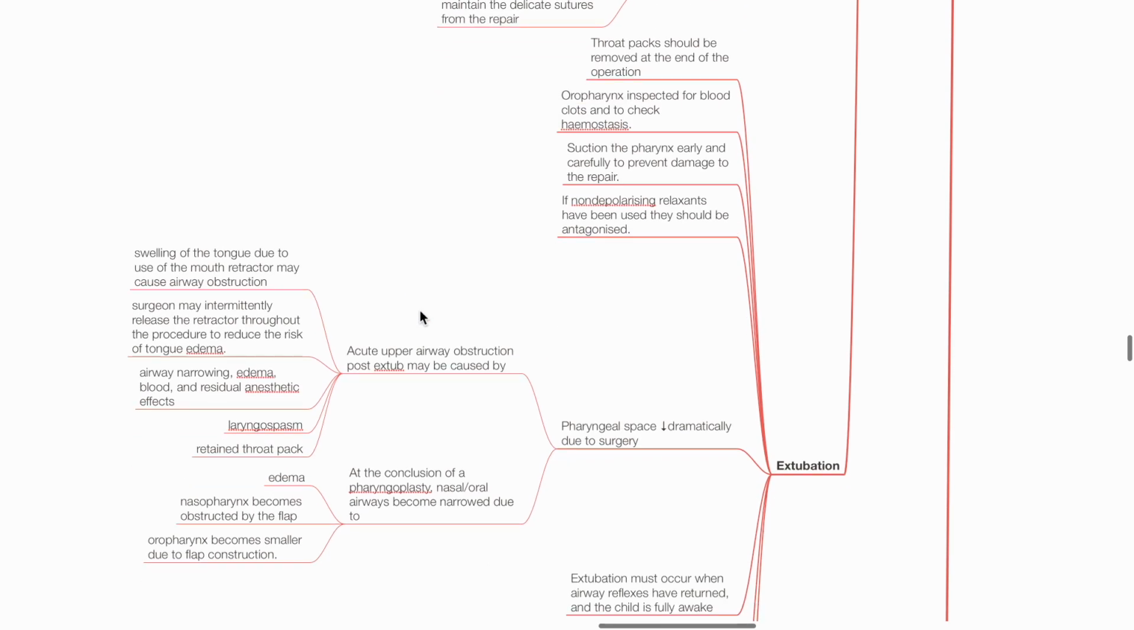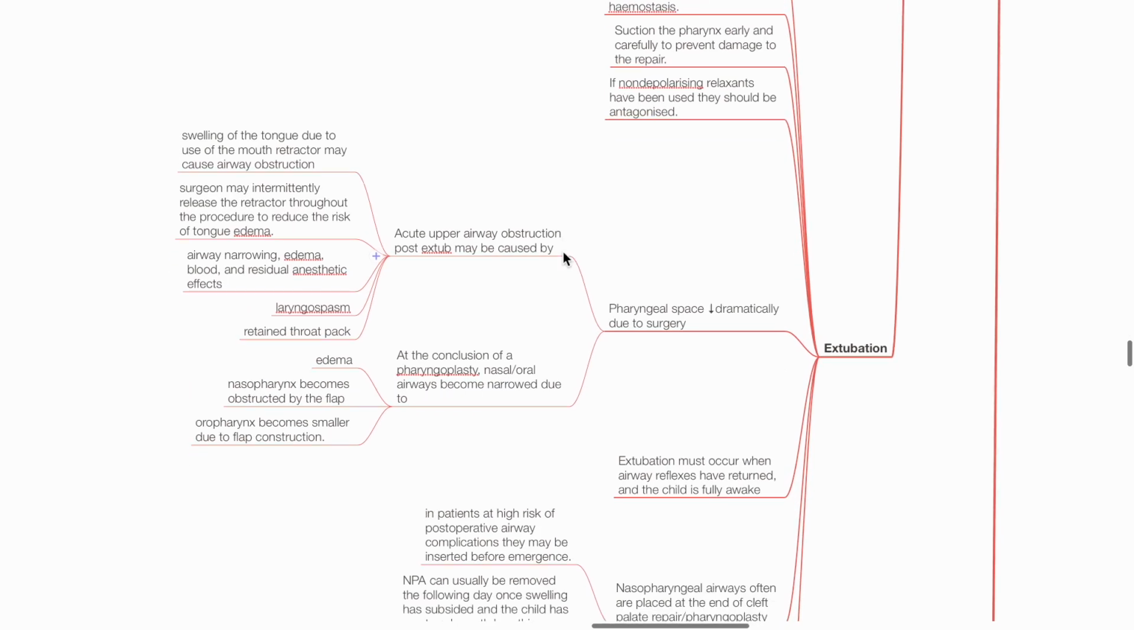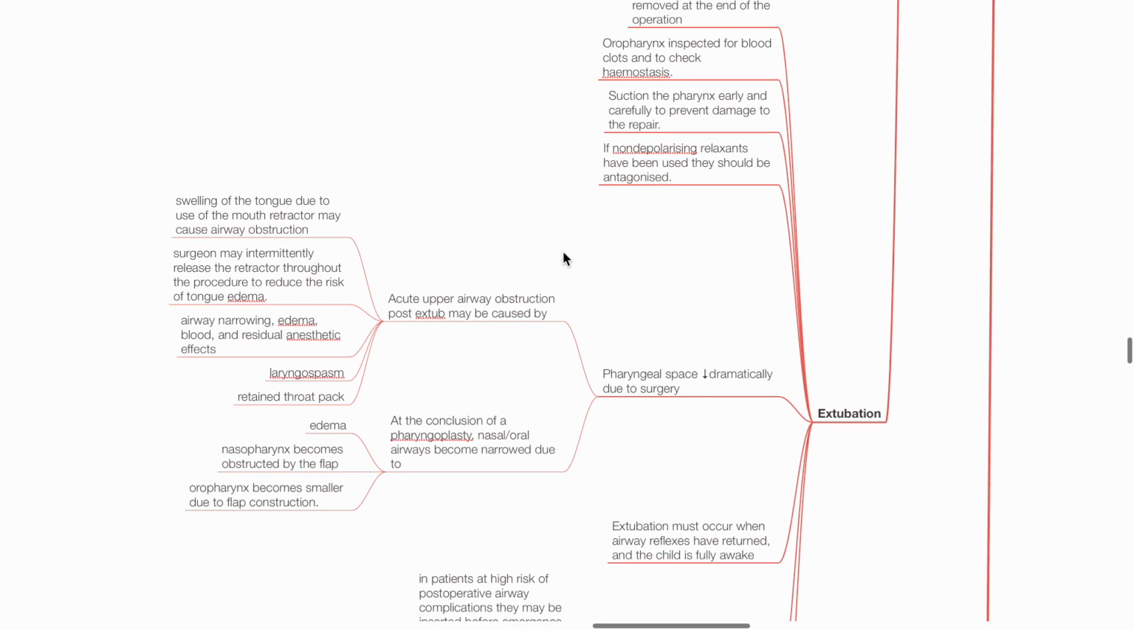Extubation. Ensure smooth emergence. Throat packs should be removed at the end of operation. Oropharynx inspected for blood clots and to check hemostasis. Gentle suction of the pharynx. Avoid damage to the repaired site. Antagonize non-depolarizing muscle relaxants if used.